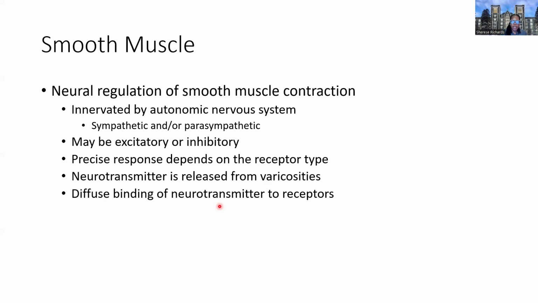The responses here are going to depend on the neurotransmitter that's released from the varicosities as well, and then how that neurotransmitter crosses the neuroeffector junction, binds to its corresponding receptor, and then the signaling cascade, right, the second messenger cascade that will bring about a specific response.